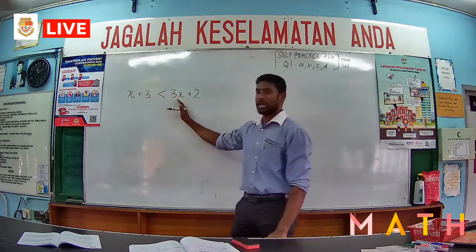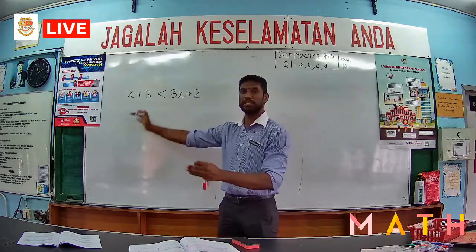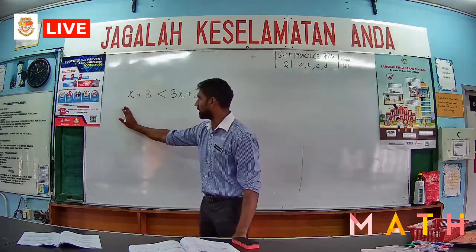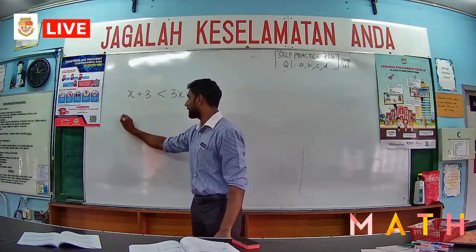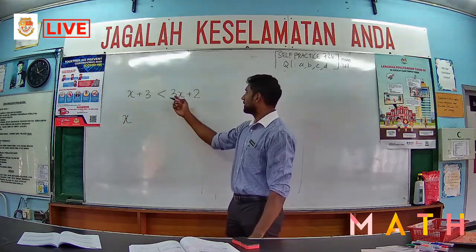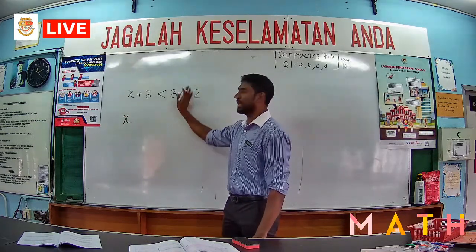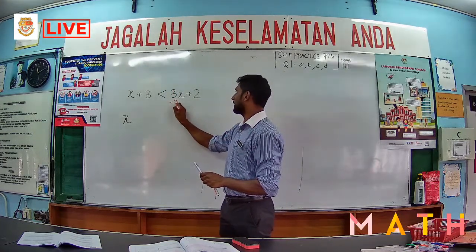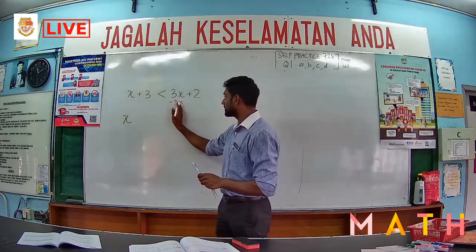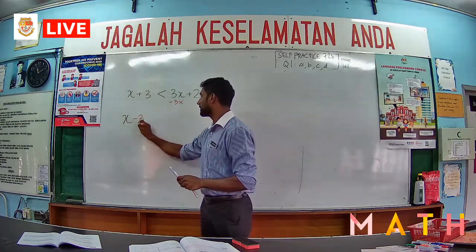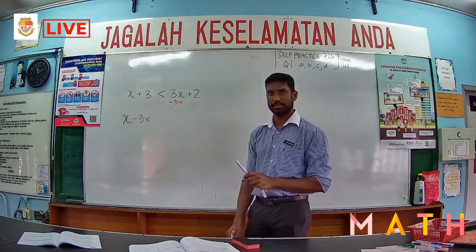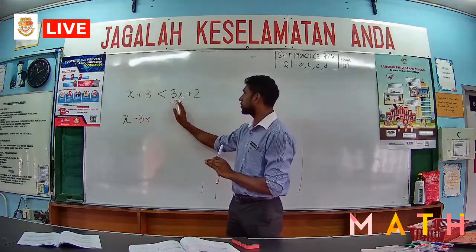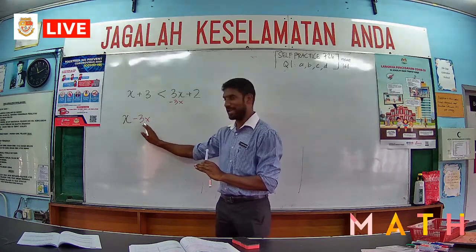So we try now. We have x and we have 3x. Which unknown do you want to bring to one side? For example, if you want to keep the unknowns on the left hand side, you just keep the x here. Remember, we don't want the 3x here, right? So we are going to minus the 3x here. If you minus the 3x here, you need to minus 3x on the other side as well.